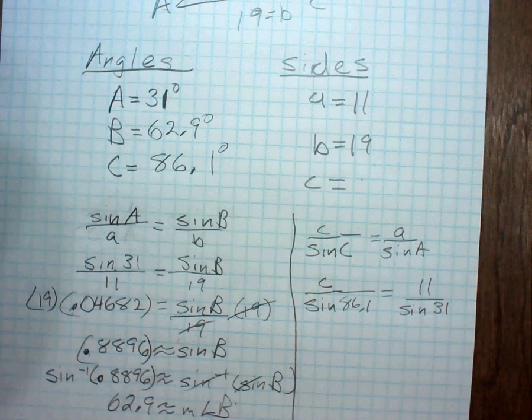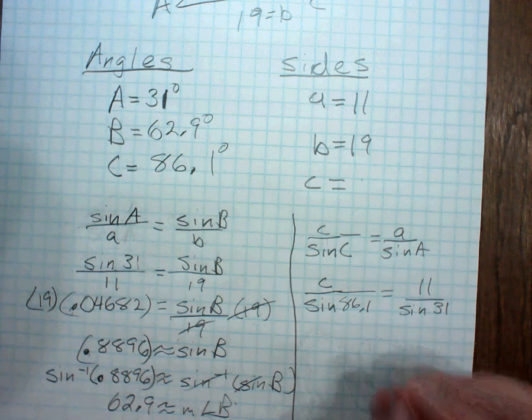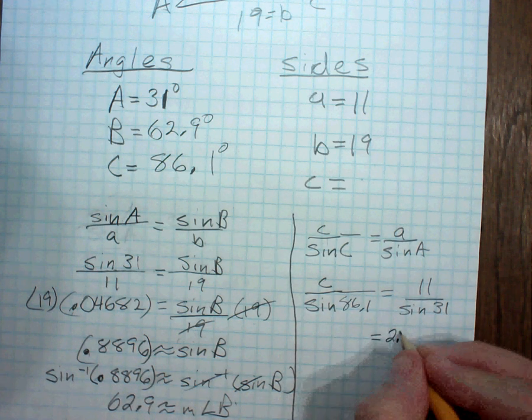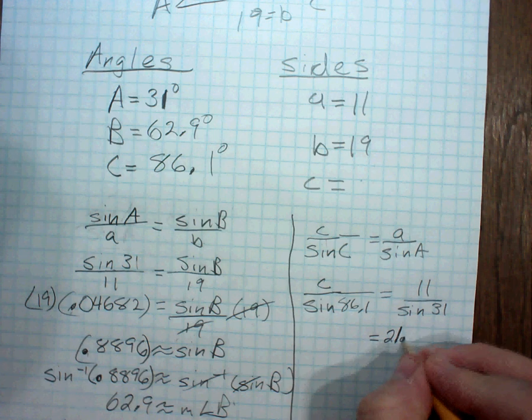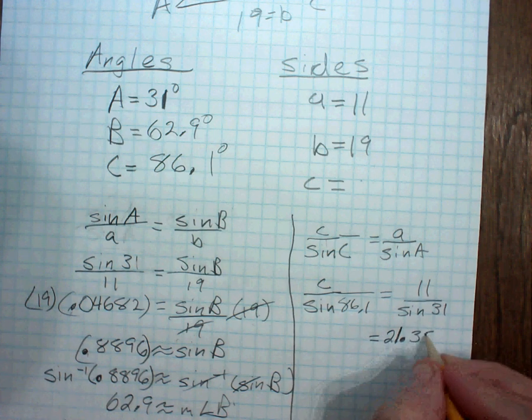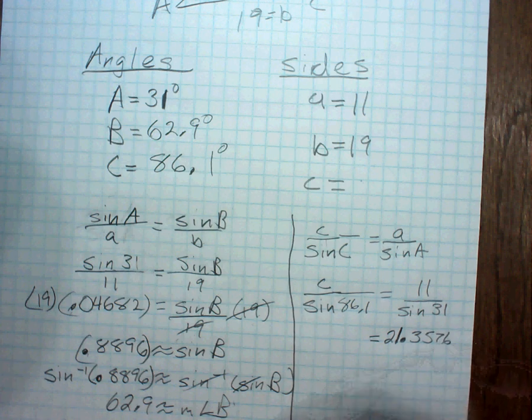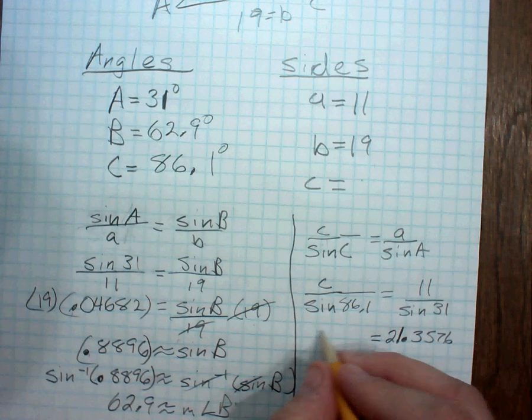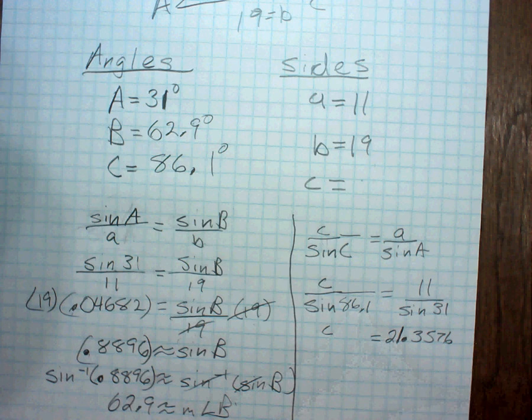Okay, so I'm going to do some plug and chug on the calculator here real quick. So 11 divided by sine of 31 is 21.3576, and that's equal to c over sine of 86.1, and I'm just going to plug this in as a decimal and see what we get.